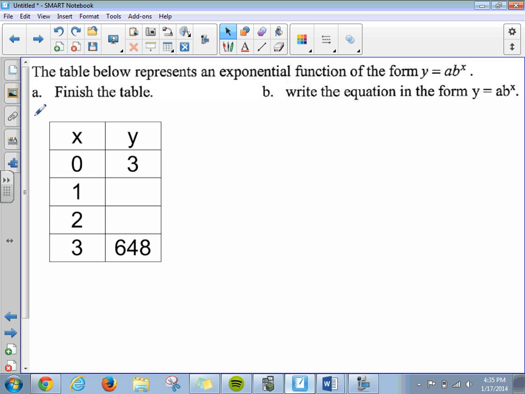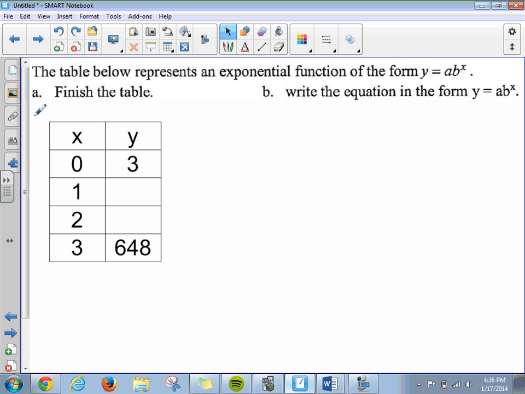It says the table below represents an exponential function of the form y equals a b to the x. So we're really dealing with exponentials. So you have to make sure you understand that equation, how it works, what the a represents, what the b represents, and what the x represents. So we want to finish our table, and we also want to write the equation in the form y equals a b to the x.